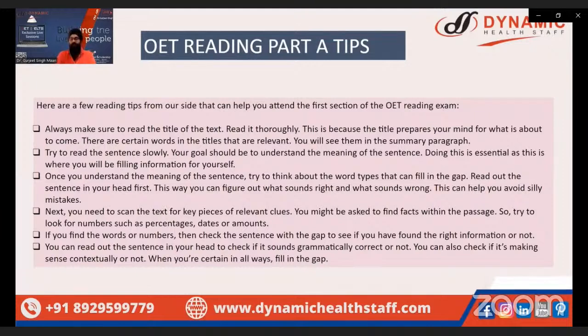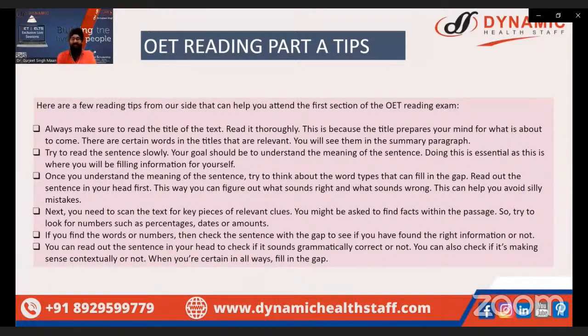Then remain calm. I know there will be only 15 minutes, but don't be in a big hurry, because sometimes you will miss some of the words, and those words will be the building blocks of your answer. That cannot be done, because it will change the meaning and it will change your answers. Once you understand the meaning of the sentence, understand what type of words can fill the gap. Read the sentence in your head first, and then check whether it is grammatically correct and whether it sounds right, and then write it out.